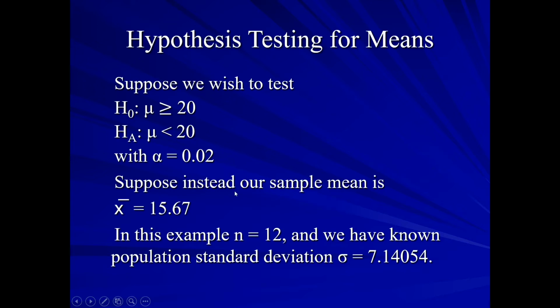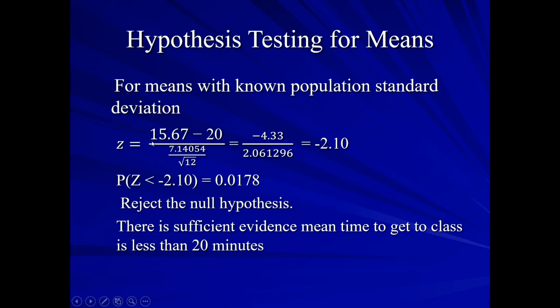But instead, in this example, let's suppose that our sample mean x bar is 15.67. Again, we still have n equals 12. We still have known population standard deviation, sigma equals 7.14054. So z is still x bar minus mu 0 over sigma over the square root of n. That gives us 15.67 minus 20 divided by 7.1454 over the square root of 12. And that gives us a z value of negative 2.10.